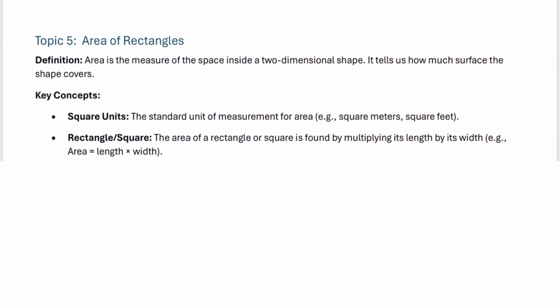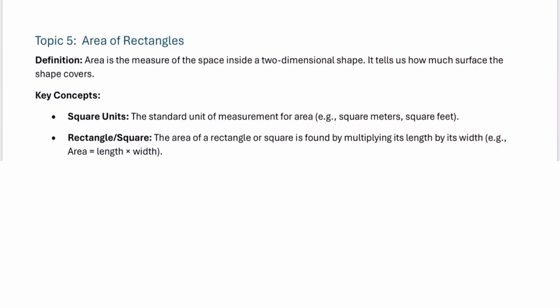Area is the measure of the space inside a two-dimensional shape. It tells us how much surface the shape covers. Key concepts that we'll need for area of rectangles are, first, square units. This is the standard unit of measurement for area. For example, square meters, square feet, and so on.